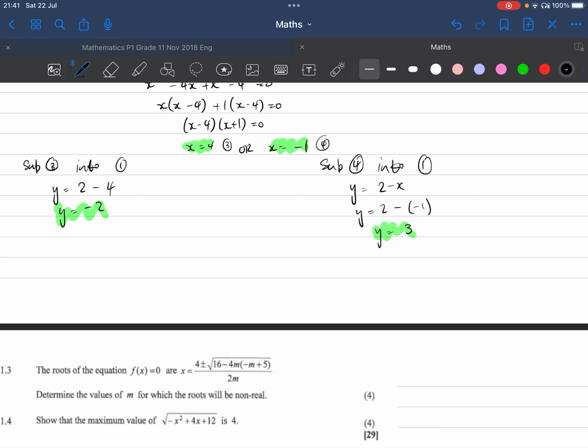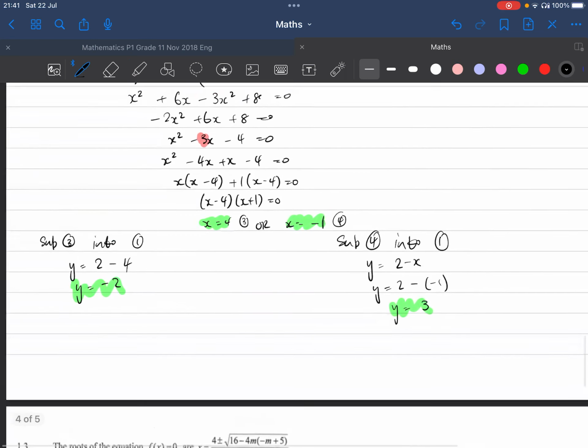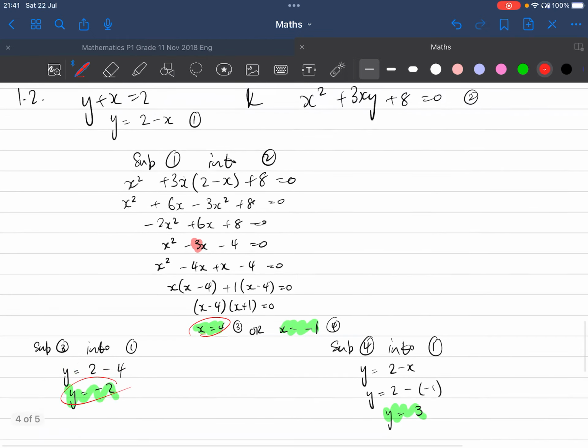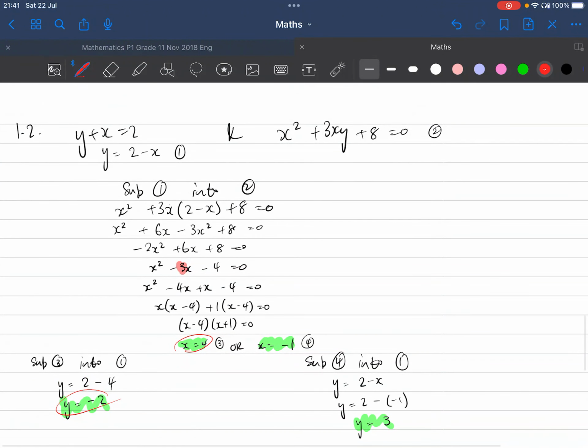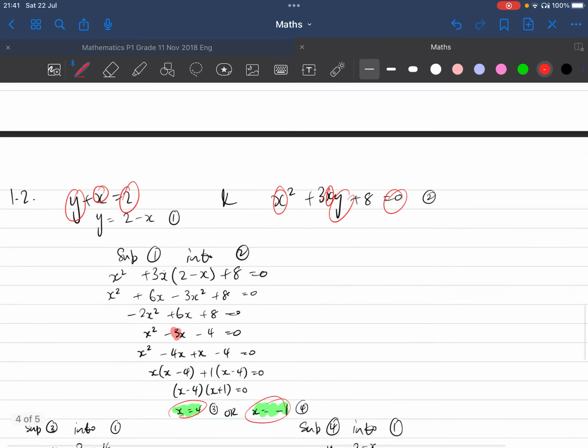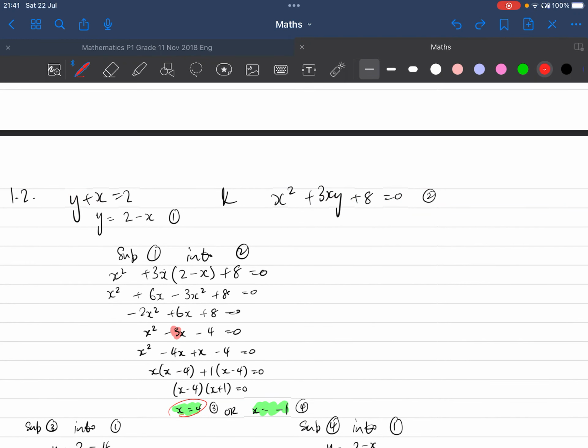Now to test if your answer is correct, you start with, let's say this first case here, where you have x equals 4 and y equals minus 2, right? So you come into this first equation, you sub in minus 2 for y and 4 for x, and you should get 2. And here you sub in 4 for x and minus 2 for y, and you should get 0. Okay, and then you do the same for that. And if you get the right answers, that means that your answers are correct.